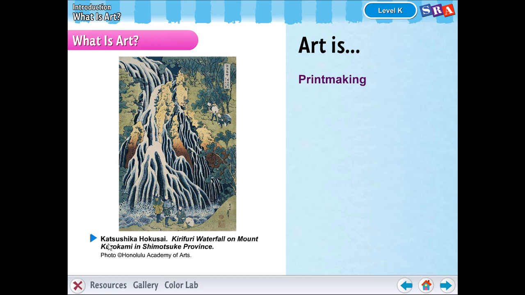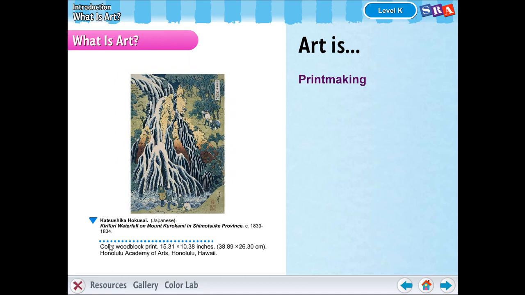This is by a very famous artist whose name is Katsushika Hokusai, and it's called the Kirifuri Waterfall on Mount Kurokami, in Shimotsuke province, in, let me see, in Japan. Katsushika Hokusai was a Japanese artist, and he created this in 1833 to 1834. This is actually a colored woodblock, a piece of wood. If you wanted to see this particular artwork, you could find it in the Honolulu Academy of Arts in Honolulu, Hawaii.